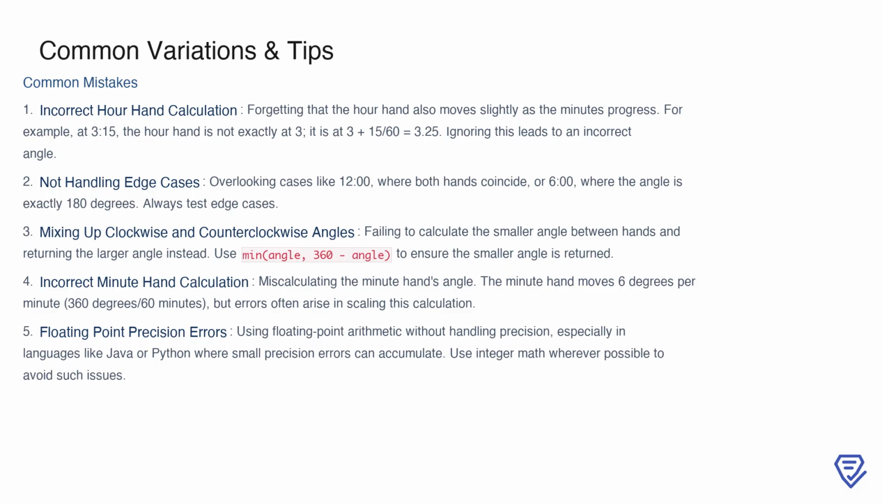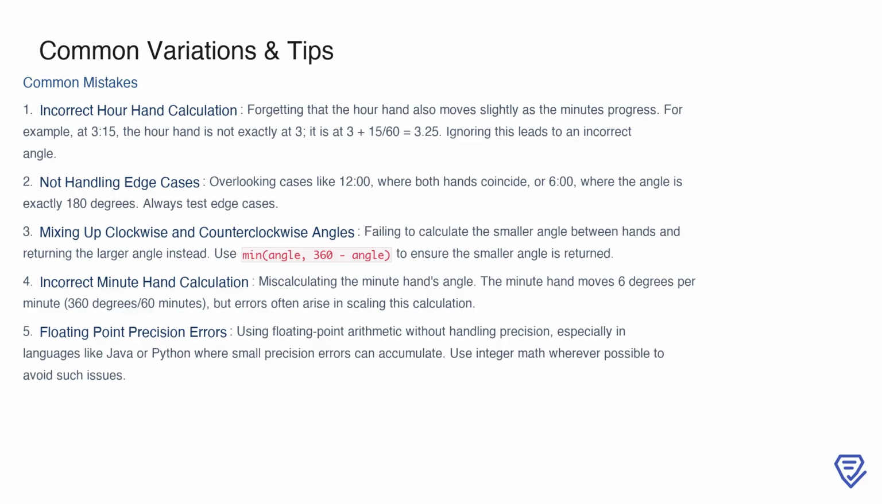When solving this problem, there are some common mistakes to watch out for. First, remember that the hour hand doesn't stay fixed at the hour mark, it moves slightly as the minutes progress. For example, at 3:15, the hour hand is not exactly on the 3, it's at 3.25, which accounts for 15 minutes divided by 60. Ignoring this will lead to incorrect calculations. Next, always consider edge cases like 12 o'clock, where both hands overlap, or 6 o'clock, where the hands are directly opposite each other, creating a 180-degree angle. Testing these scenarios ensures your solution handles all possibilities.